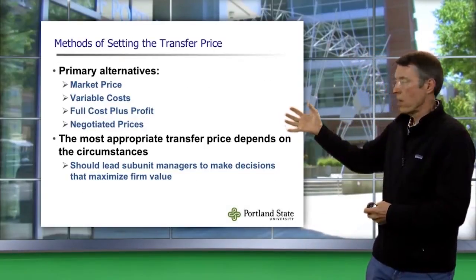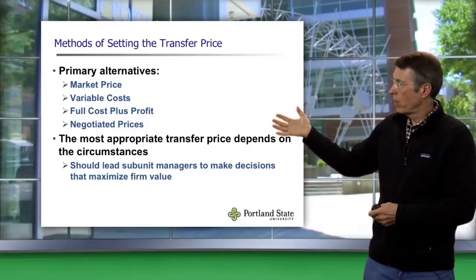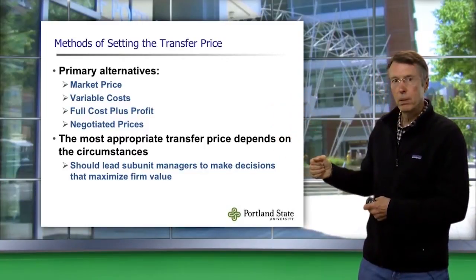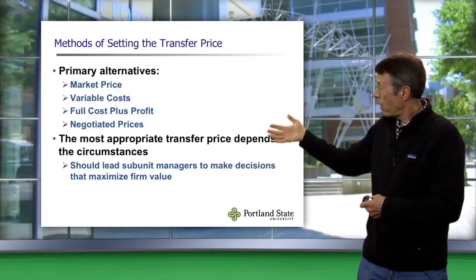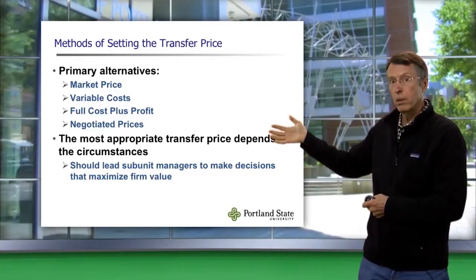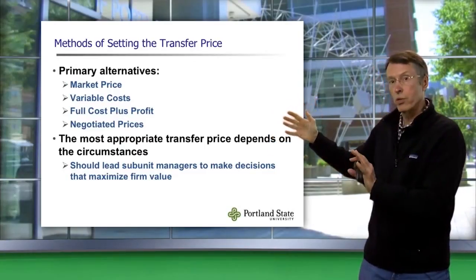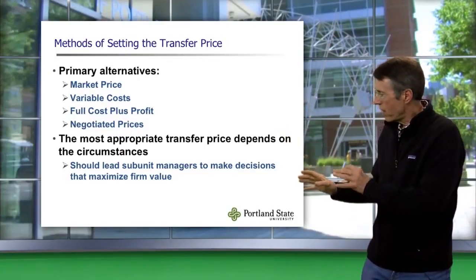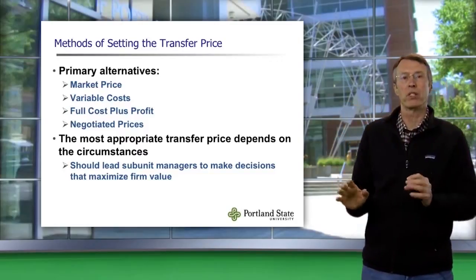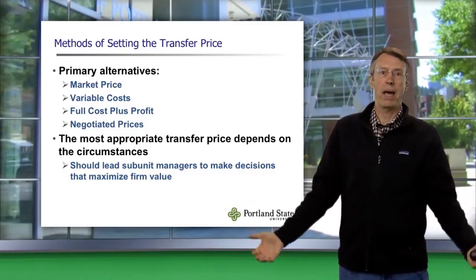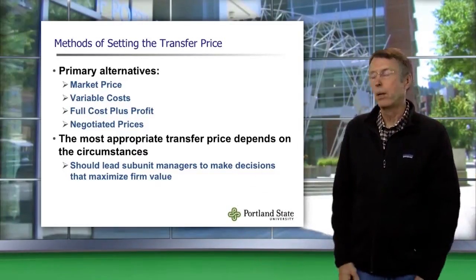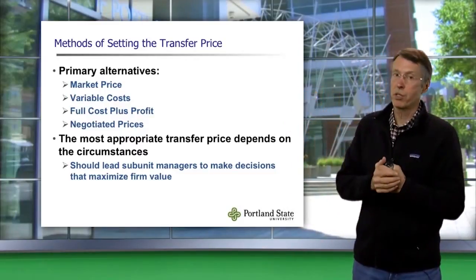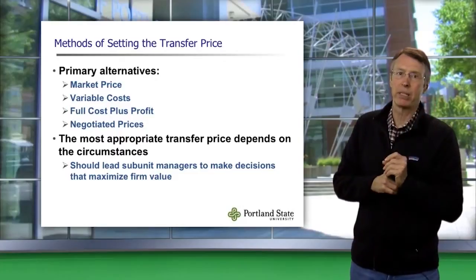Here's some classic alternative methods. We do these internal transfers at market price, or we transfer them at cost, or full cost, which includes fixed cost plus profit, or we somehow sit down and negotiate a price that's in the best interest of all the divisions and the company. What's the right answer here? Like a lot of other things in managerial accounting, it depends.